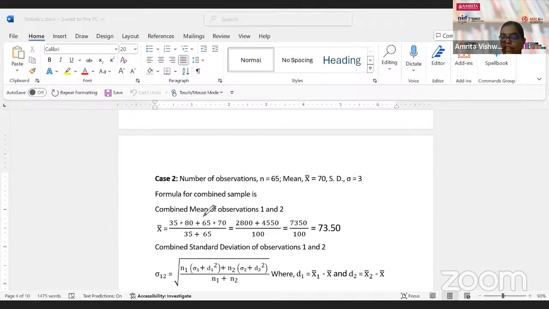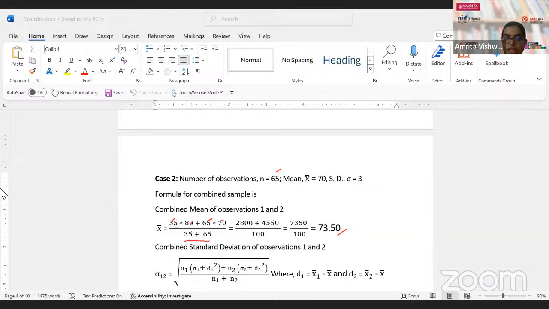Initially, when it comes to the combined mean of 2 observations, that is, finding x bar, the formula is (n1 x1 bar plus n2 x2 bar) divided by (n1 plus n2). So here, n2 is 65 and x bar for the second case is 70, n1 for the first case is 35 and the mean is 80, divided by n1 plus n2, that is 35 plus 65. You get an answer of 73.5.